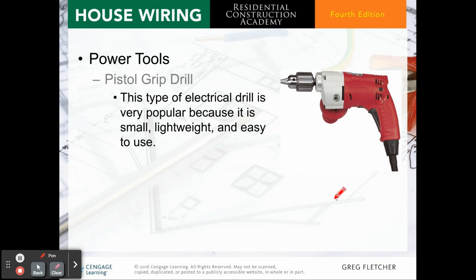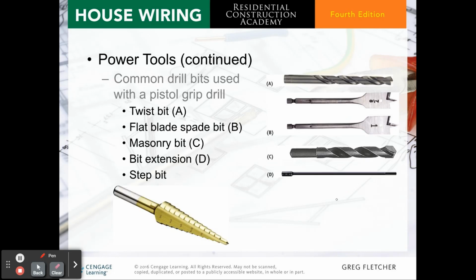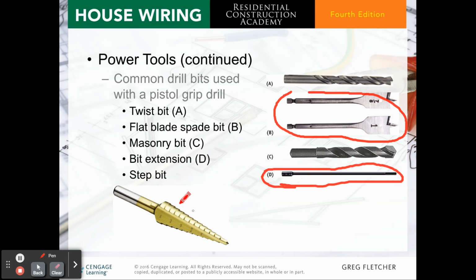Some power tools: pistol grip drill. We went over this in other lessons. Some common drill bits used with the pistol grip drill: twist bit, which we use frequently; a flat spade bit, which is both of these; masonry bit; a bit extension, which we've used with our impacts; a step bit, which we don't need to worry about.